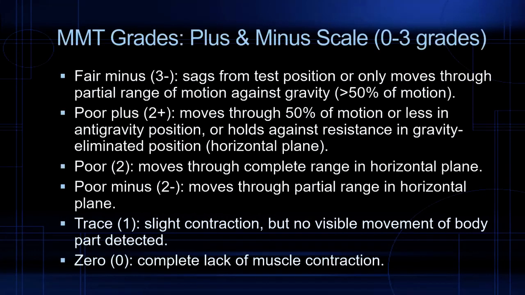So 3 minus. Looking in your text, 3 minus. You've done your screen test, and you see that they can move the muscle through gravity, but not all the way. 3 minus means they have greater than 1/2 the available range of motion against gravity. Okay. Now a 2 plus would be less than half the available range of motion against gravity.